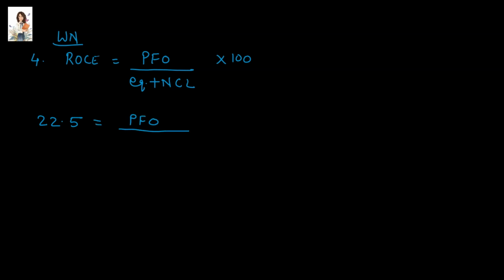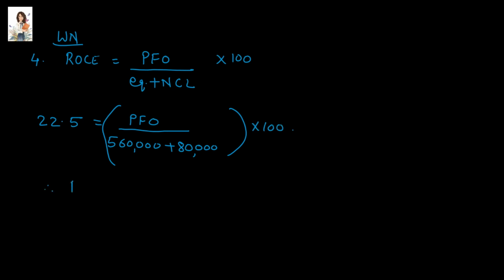The formula for return on capital employed is profit from operations upon equity plus non-current liabilities multiplied by 100. We just saw that the return on capital employed is 22.5%. We don't know the profit from operations. In part A, we have found out equity is $560,000 and non-current liabilities is $80,000.